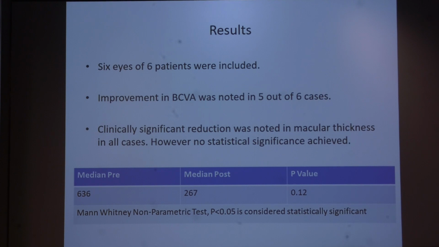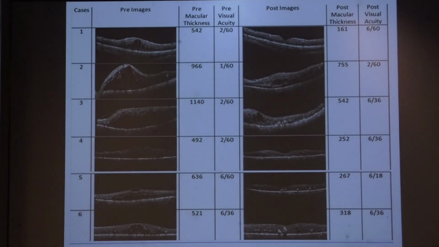Improvement in BCVA was noted in 5 out of 6 cases. Clinically significant reduction was noted in macular thickness in all of the cases. However, no statistical significance could be achieved because of the small case series size, and there was too much variation between the macular thickness pre and post-op. These are the pre and post-op OCT images with visual acuity of the patients. As you can see, all 6 had an improvement in central macular thickness, and visual acuity also improved in 5 out of the 6 patients.